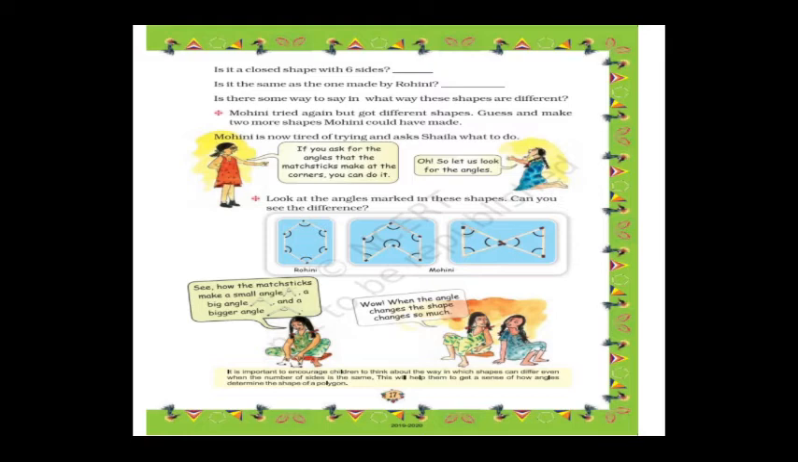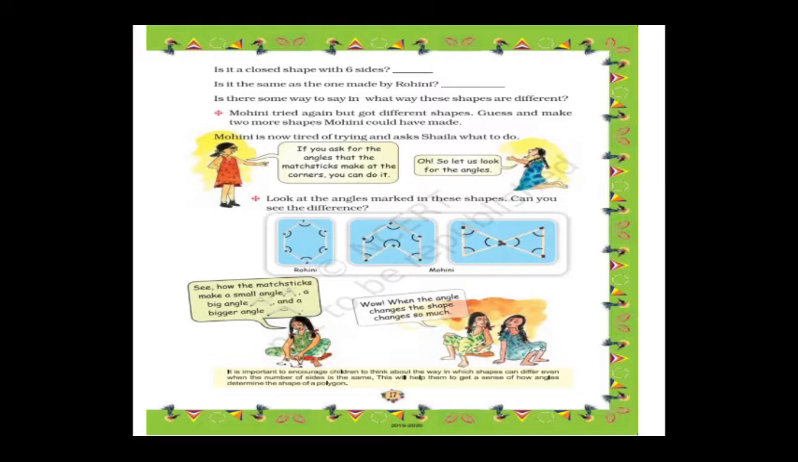Like that you can also try using matchsticks. You can make different shapes, a fish also. That is also one of the shapes, right? See, Mohini is now tired of trying and asks Shaila what to do. Shaila says to look at the angles that the matchsticks make at the corners.